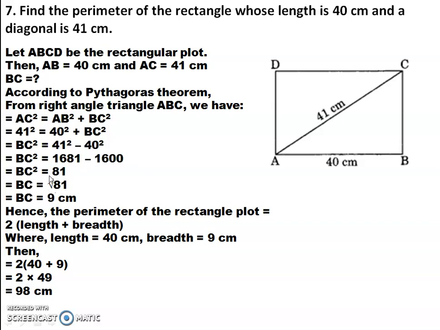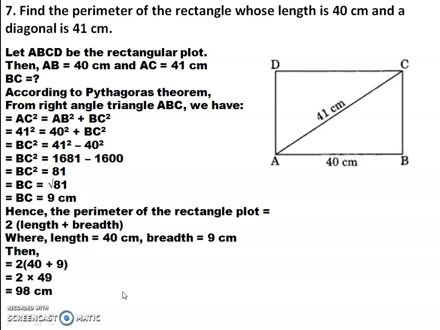So, BC is square root of 81. That is 9. 9 into 9 is 81. So, BC is equal to 9. Now, what happened? You got the breadth as 9. Length is 40. Breadth is 9. So, you know how to find the perimeter of the rectangle. Perimeter of the rectangle is 2 into length plus breadth. Substituting the values, you will get the perimeter as 98 centimeter. That is 2 into 40 plus 9, 49. 2 into 49 is equal to 98 centimeter.